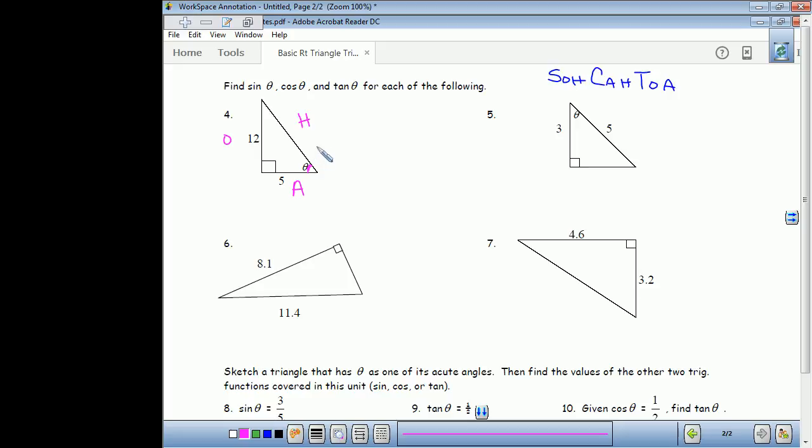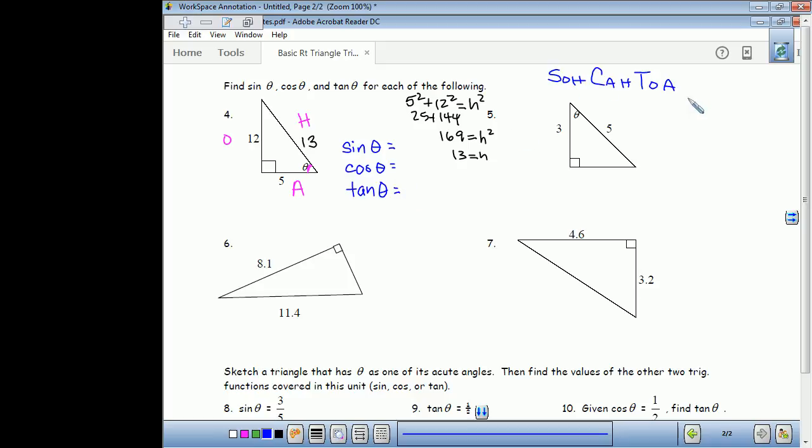Let's find it then. 5 squared plus 12 squared equals the hypotenuse squared. So 25 plus 144 is 169. What is the square root of 169? 13. So this is a 5, 12, 13. If you're ever missing a side, you can always use the Pythagorean theorem to find it. Then they ask us to find these ratios. They're not asking us to find theta, just sine of theta, cosine of theta, and tangent of theta.